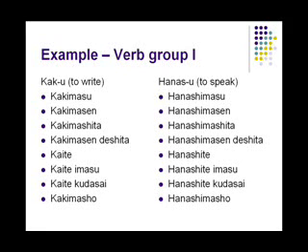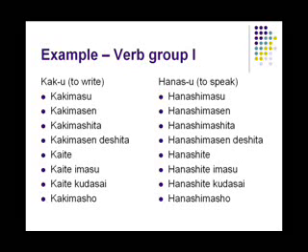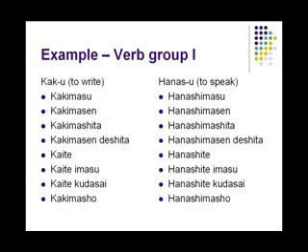Kaite is the te form. We replace ku in kaku with ite. So it gets kaite. Kaiteimasu means writing, which is the present continuous. Kaite kudasai means please write, which is the request form. Kakimasho ka means shall we write. Kakimasho means let us write. Both these are suggestion forms. One was a question, another was just a statement.